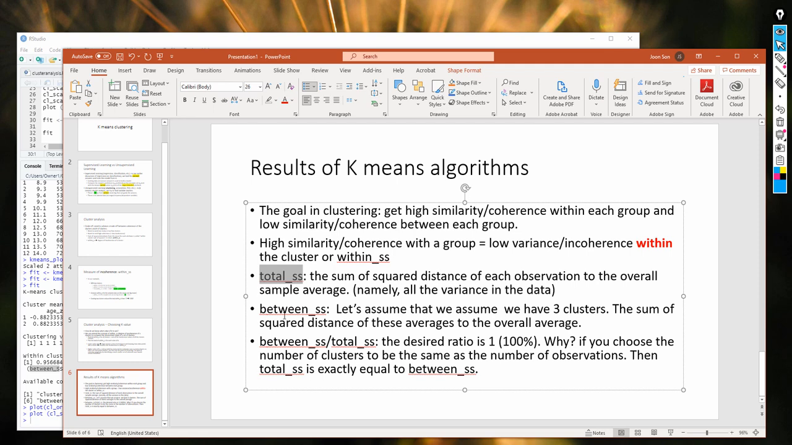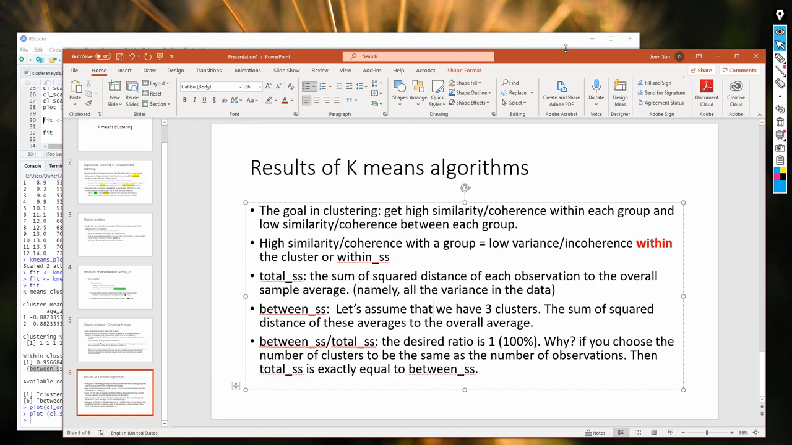So how many clusters do you have? Just between SS, I'll use an example. Let's assume that we have 3 clusters, okay? 3 of them. So basically, the sum of the squared distance of each cluster average to the overall average, right? That's the definition of the between SS.